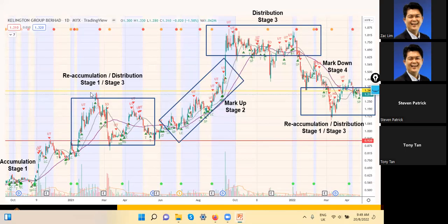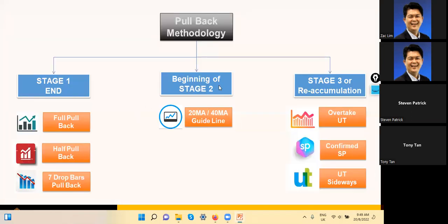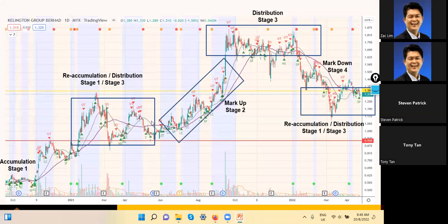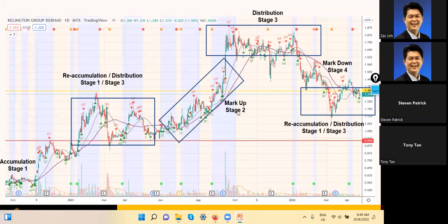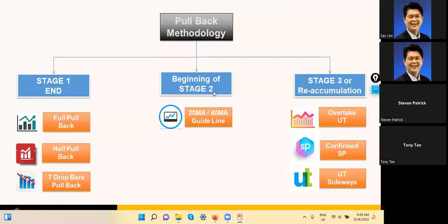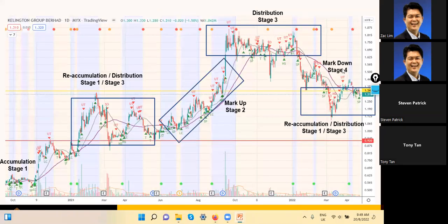When you come to stage 1 and the stock starts to move, like this is the start, here just a little bit only. If it starts to move like this, you need to use the beginning of stage 2. When you have come to here already, you use this stage 3 reaccumulation. When it comes to another stage 2 again, then you use stage 2 again. So it switches between 1, 2 and 3, until you have an upside and then a distribution.